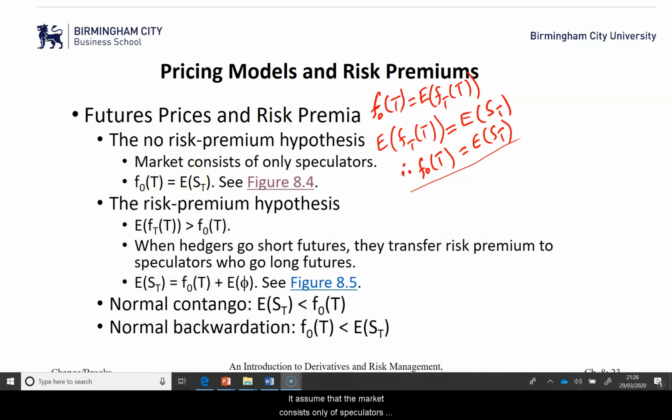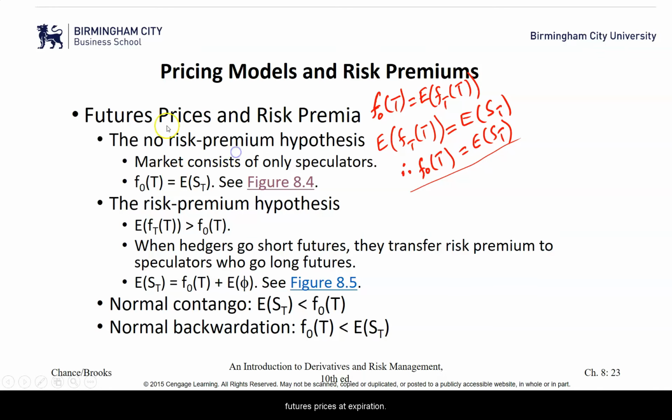It assumes that the market consists only of speculators, implying that all players in the market buy and sell contracts to speculate. Of course, this is an unrealistic assumption. The no risk premium hypothesis means that on average, the future prices today are equal to expected future prices at expiration. This is what it implies.